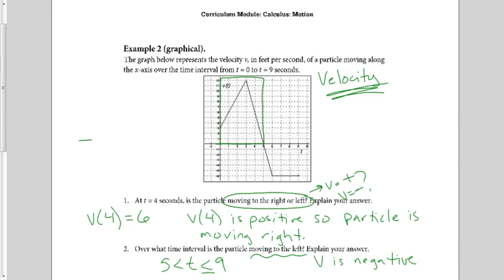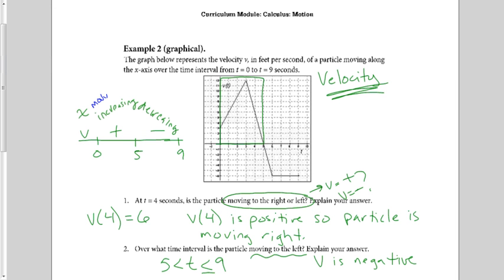Okay, so between 0 and 5, my velocity is positive, which means my x is increasing. Okay, my velocity is the derivative. After 5 until 9, my velocity is negative, which means my position is decreasing, moving to the left. So again, increasing means moving to the right.